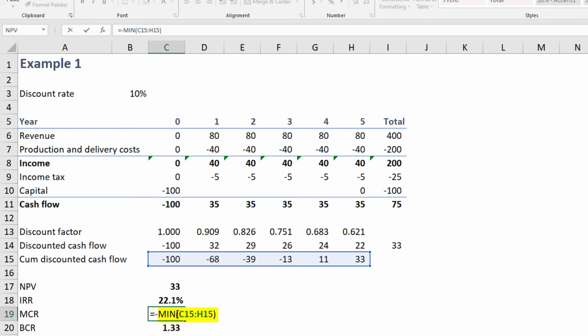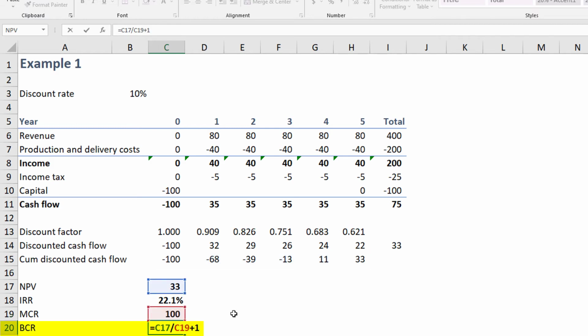This spreadsheet uses the MIN function, which finds the minimum value in a range and ignores logical values and text. You can also use the MINA function, which does not ignore logical values and text. Cell C20 illustrates that the benefit-cost ratio is found by dividing the net present value found at cell C17 by the maximum capital at risk found at C19 and then adding 1.